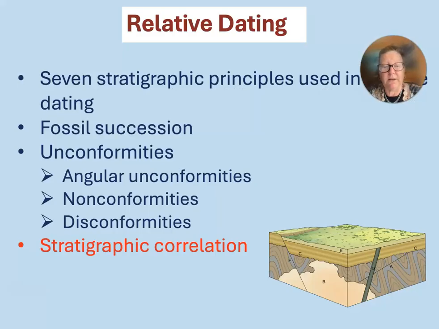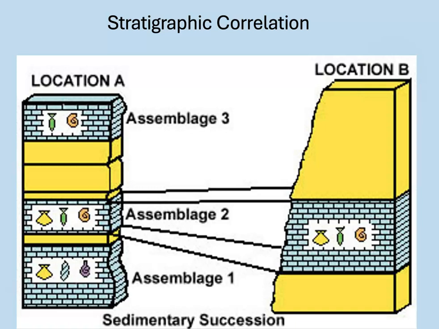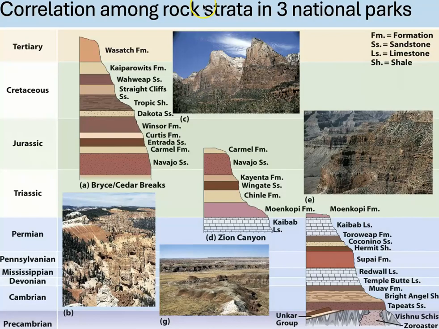Finally, stratigraphic correlation. We can use the information that we've discussed in these two videos to correlate from locations that are far away from each other. Here, we're using the assemblage of fossils in two localities to correlate them as being the same age. This image shows rocks from 3 different areas.